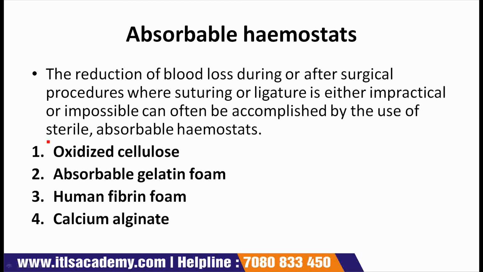The four main types of absorbable hemostats are: number 1, oxidized cellulose; number 2, absorbable gelatin foam; number 3, human fibrin foam; and number 4, calcium alginate. The principal mechanism of action of these is the ability to encourage platelet fracture because of their fibrous or rough surface.